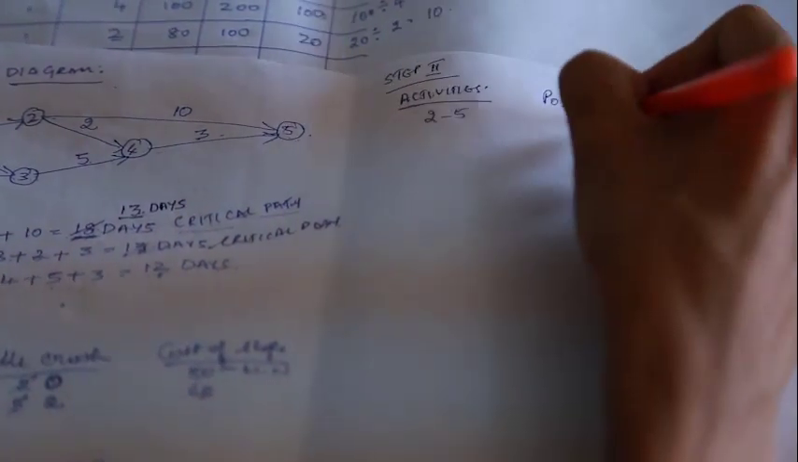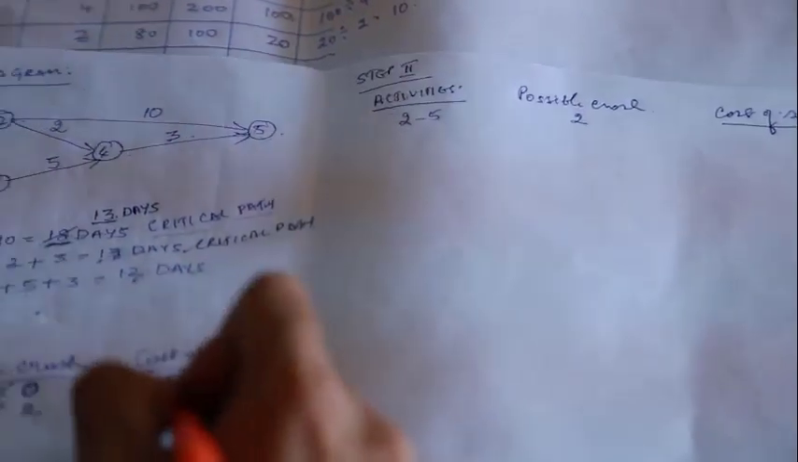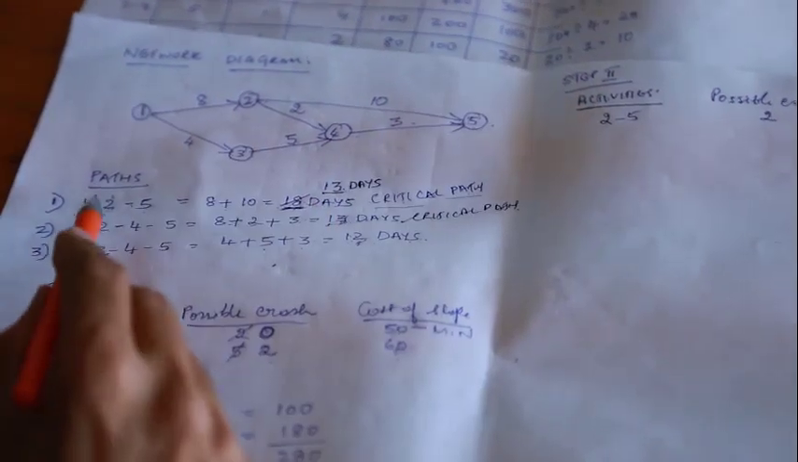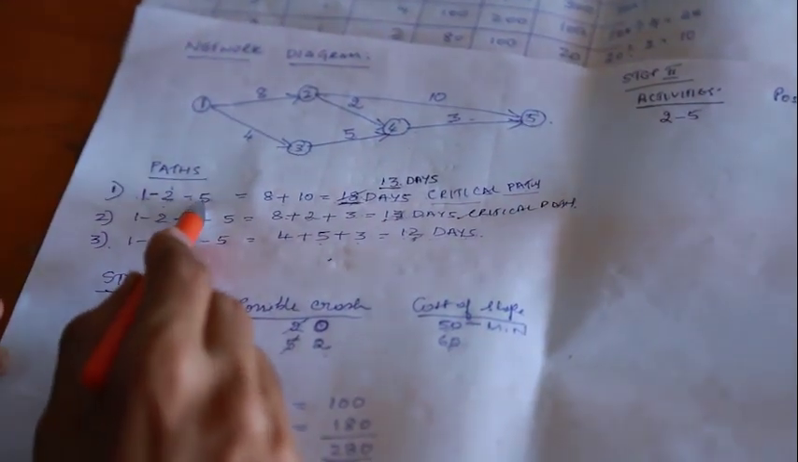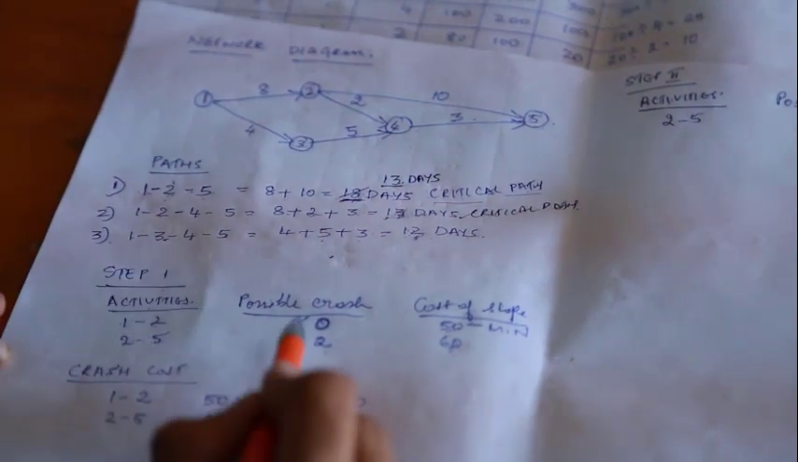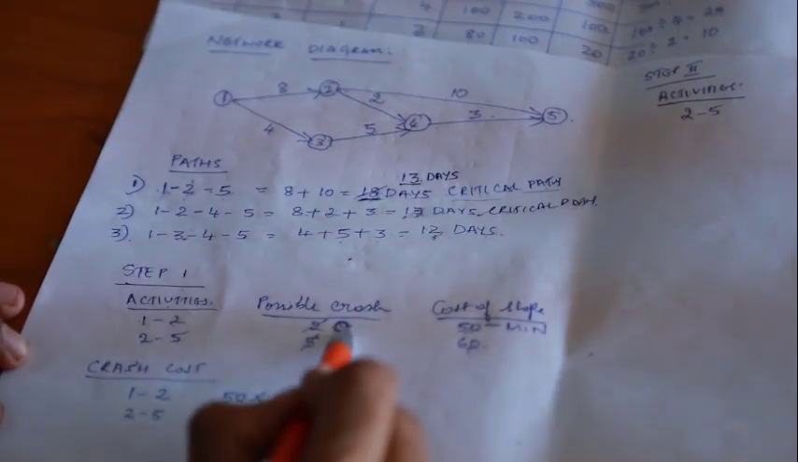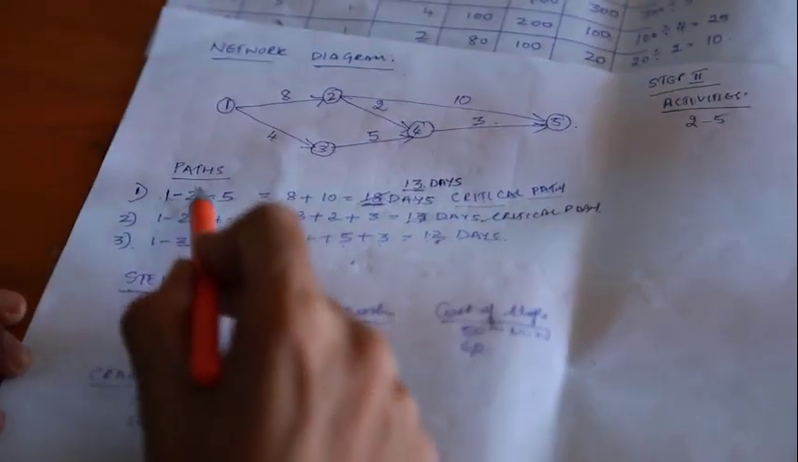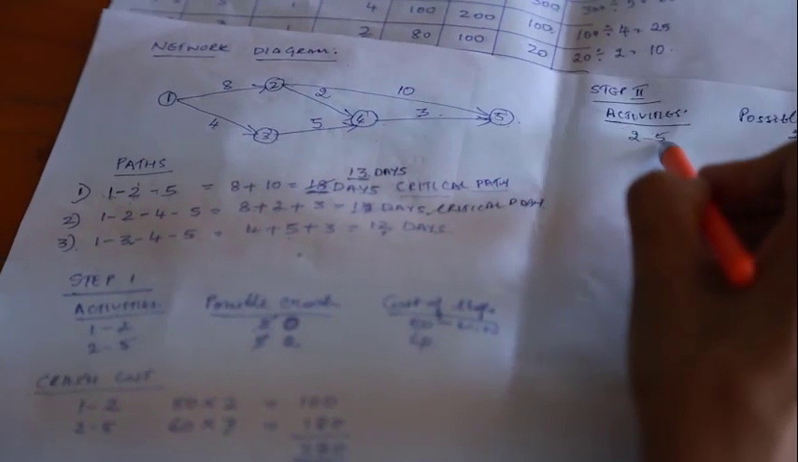Activity 2 to 5, the possible crash is 2 and the cost of slope is 60. So critical path 1 is over. We have taken down activity 1 to 2 and 2 to 5. 1 to 2 we could not take it because the possible crash was 0, so therefore we have not taken it down. So therefore the next activity is 2 to 5. We have taken down 2 to 5.